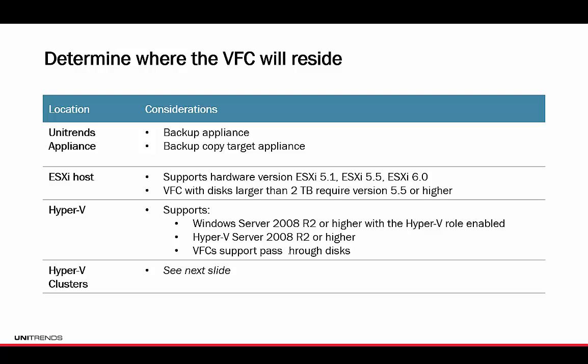All right, when we look at ESXi hosts, going to VMware, we support versions ESXi 5.1, 5.5, and 6.0. If you're creating a VFC larger than 2 terabytes, you definitely want to make sure you're on VMware 5.5 or higher. And with Hyper-V, we support Windows Server 2008 R2 or higher with the Hyper-V role enabled. And then, of course, we also support Hyper-V Server 2008 or higher as well. Your VFCs must support pass-through disks, right? It's basically what we're creating is our own virtual disk underneath there.